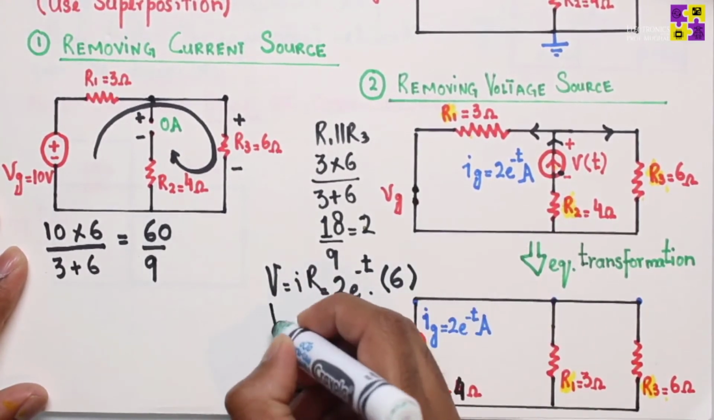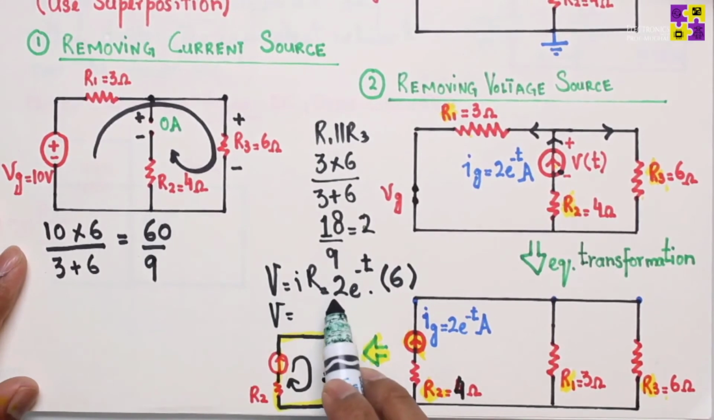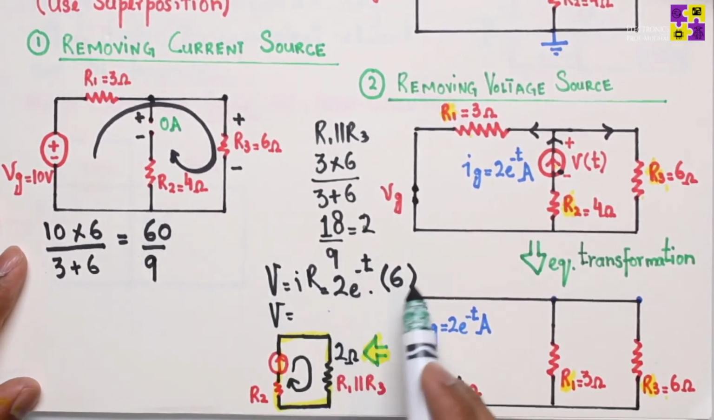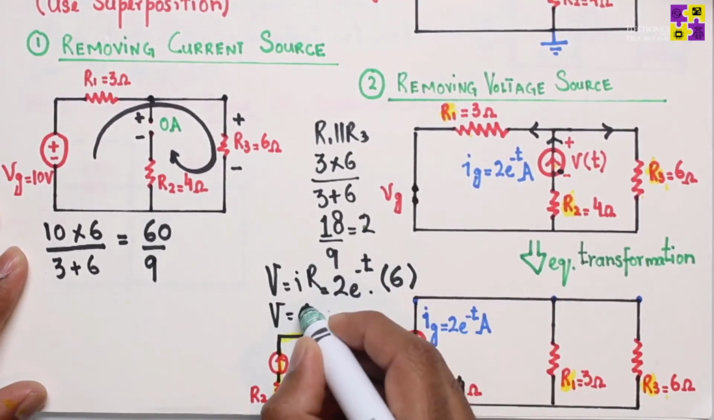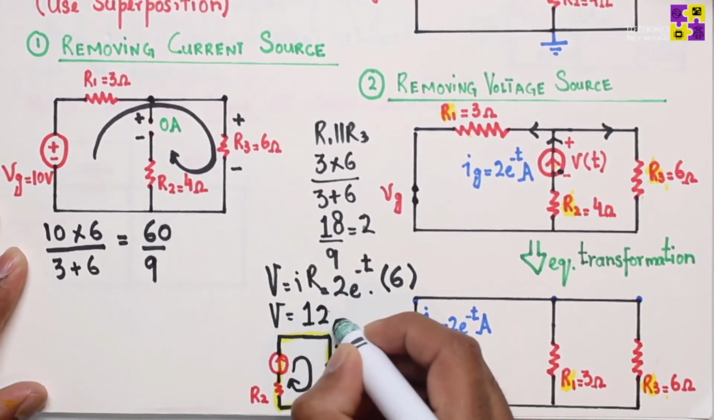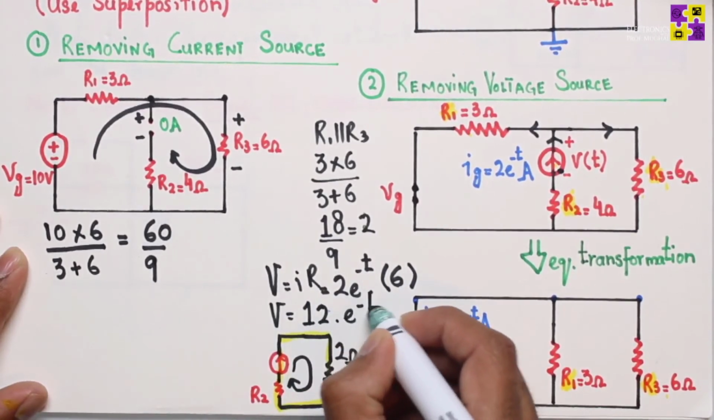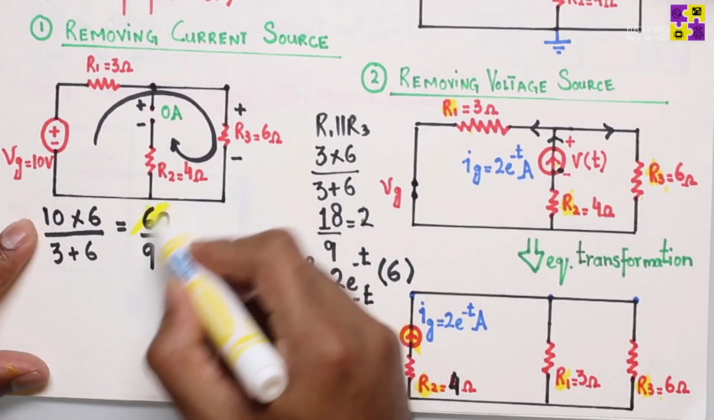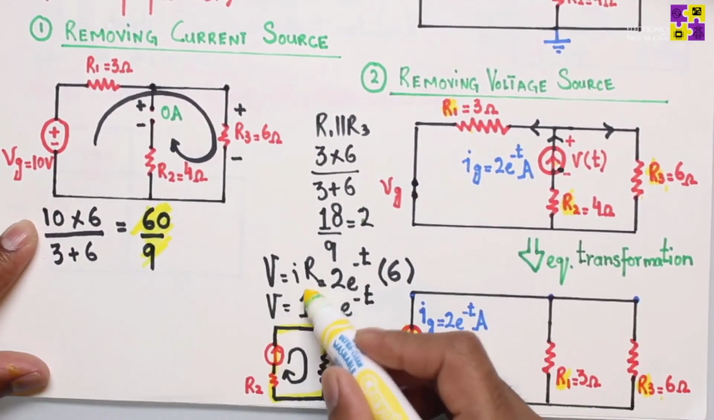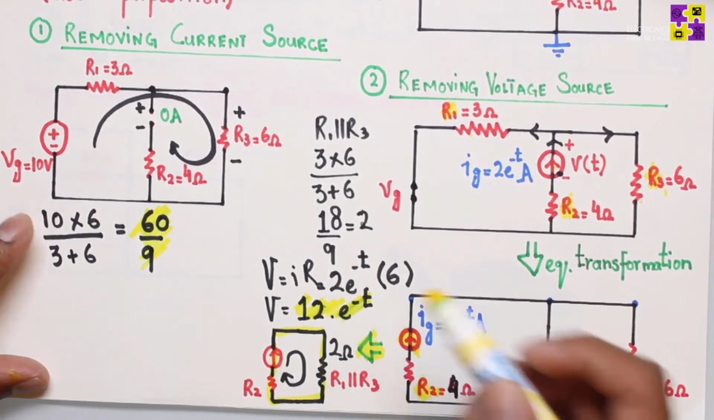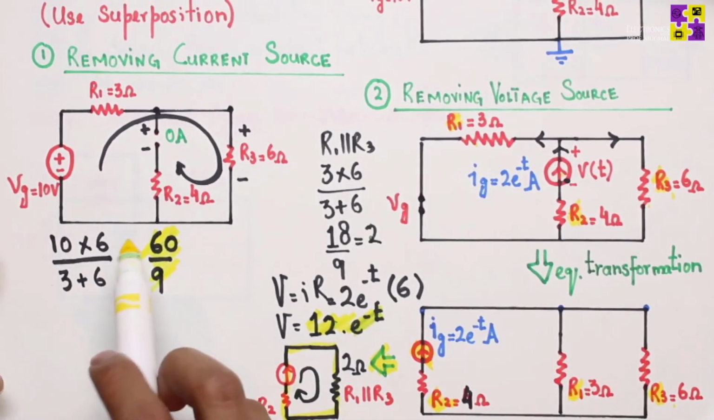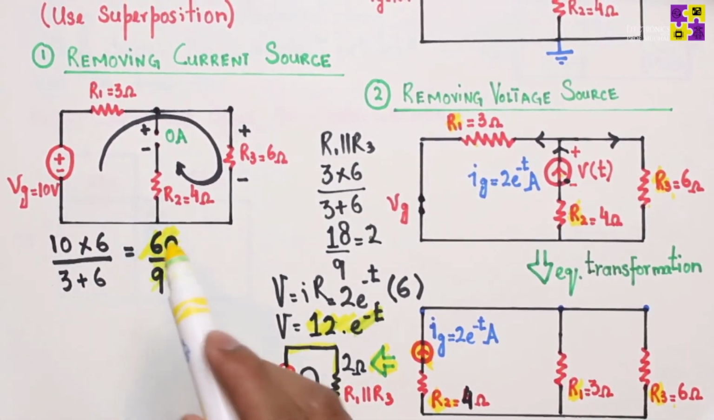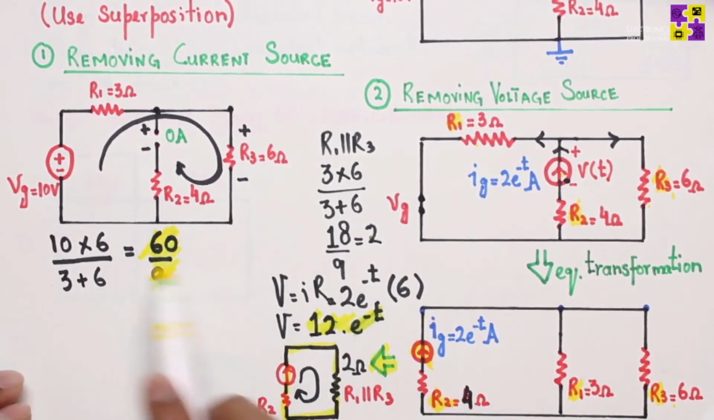Now if I simplify it, actually do the math, 2e to the power negative t times 6 makes it 12 times e to the power negative t. Now I am going to add the two voltages. Add the two voltages, okay? Remember, we individually determine the impact of each source, and once we have done that, we simply add it.